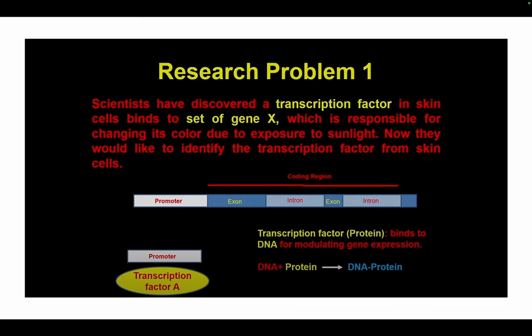Right? So EMSA is a very quick and fast way to determine if a transcription factor is binding, and then we can use other methods to confirm the actual identity of that transcription factor.